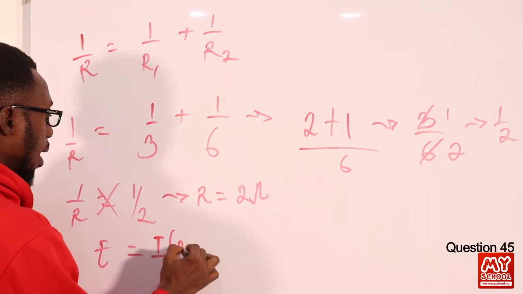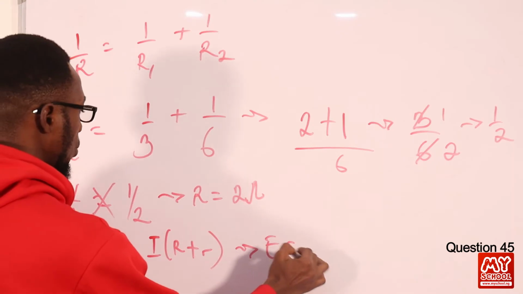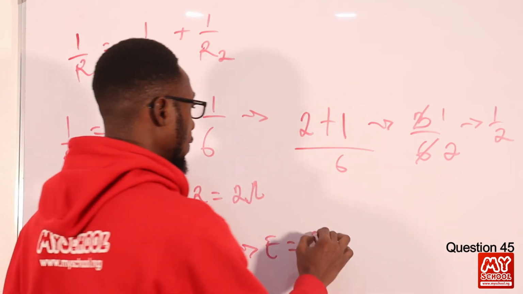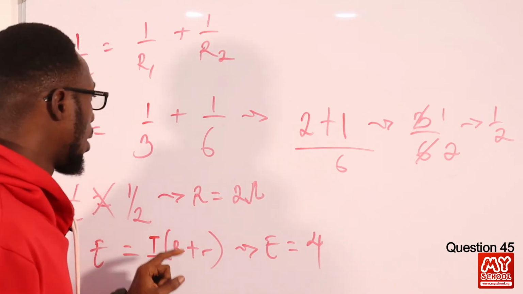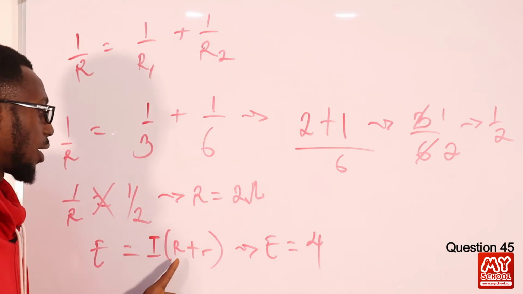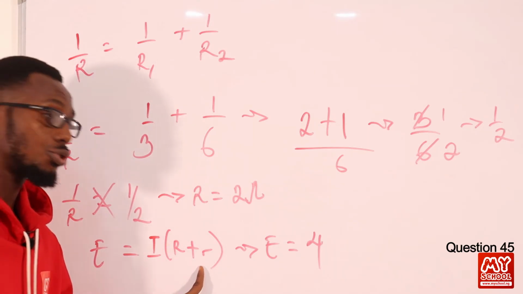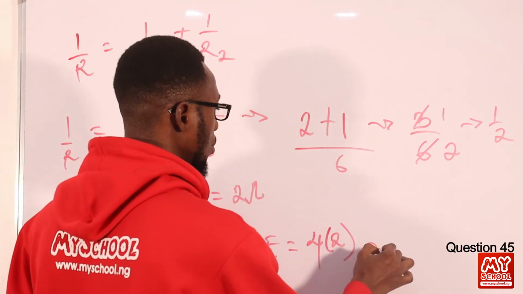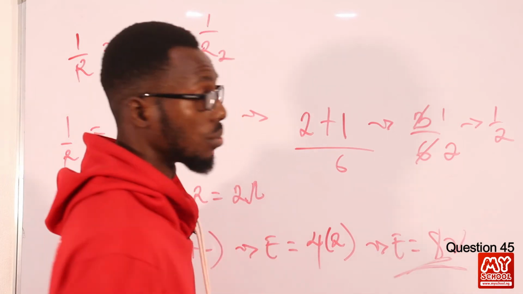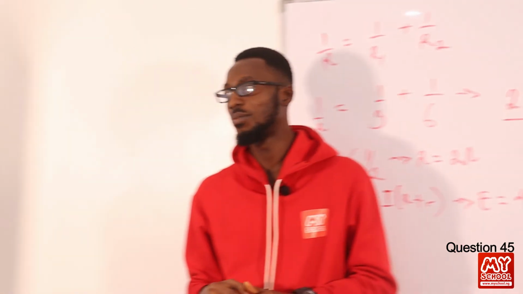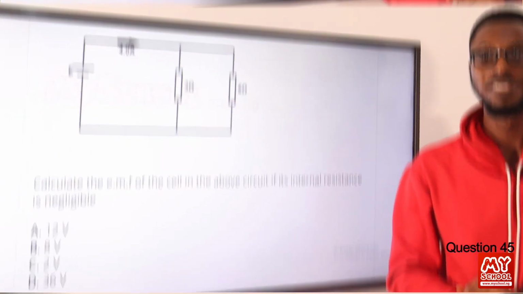E equals I into bracket R plus r. So I should have my EMF equals the current supplied, which is actually 4 amperes, into bracket my R plus r. The resistance here is actually 2. We are told the internal resistance is negligible, so I can take that as 0. So 2 plus 0, that is 2. So E equals 4 times 2, that is 8 volts. We have that in option B. So option B has what we are looking for.